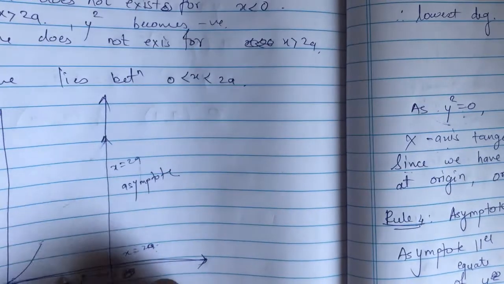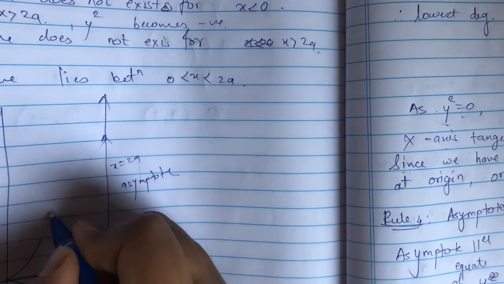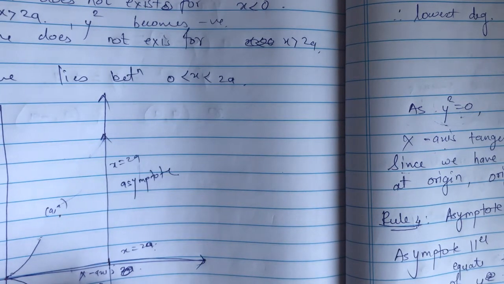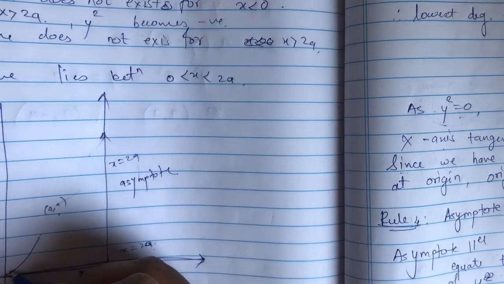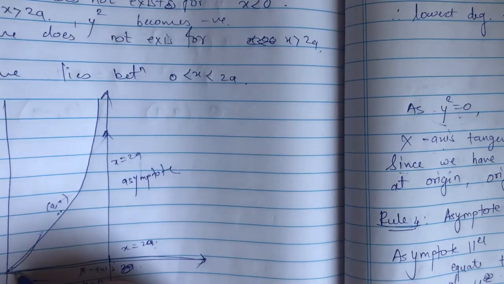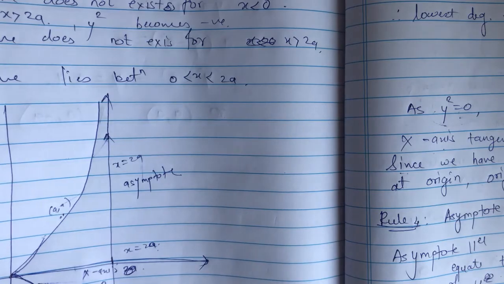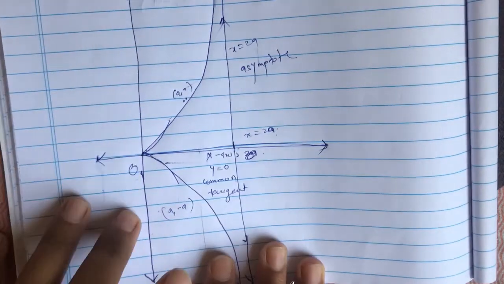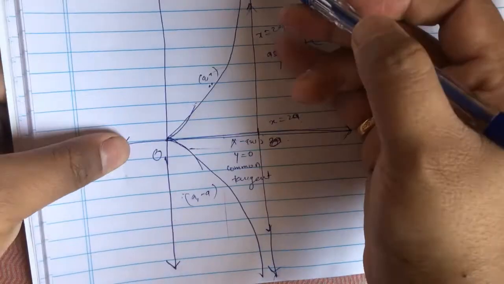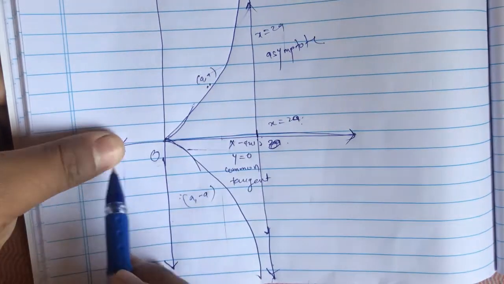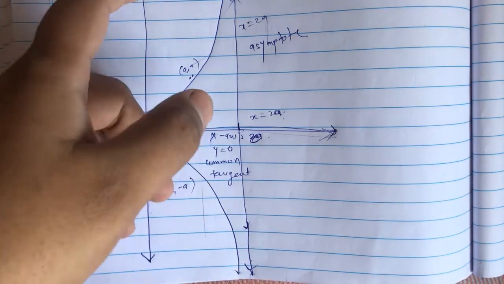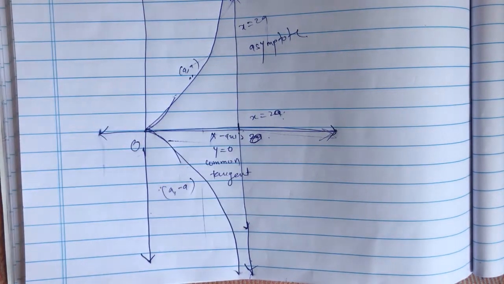Means for x equal to a, the points on the curve are (a, a) and (a, minus a). So these will lie somewhere over here. Okay, so this curve will pass through them, and it will go like this. So this is the curve we have got. Now you can see here, this is the cusp, this is tangent at infinity, that is asymptote, this is tangent at origin, and it is symmetric about x-axis. Okay, so this is how you need to trace the curve.